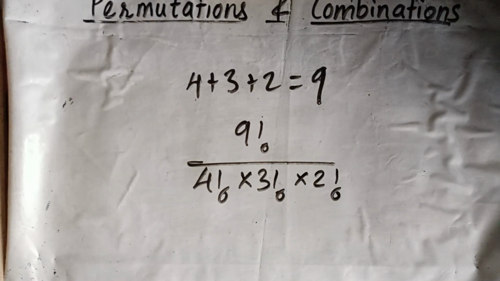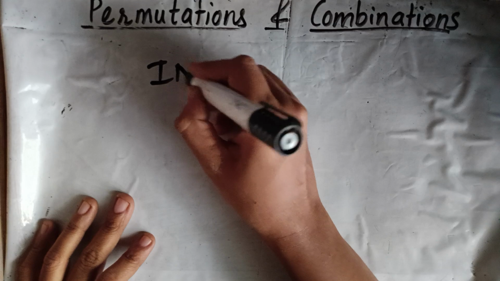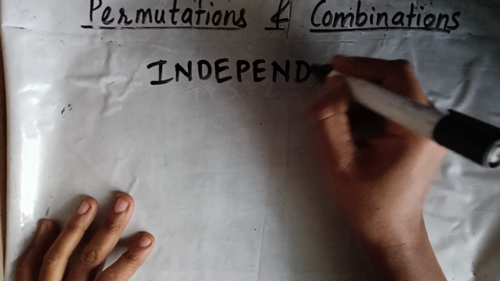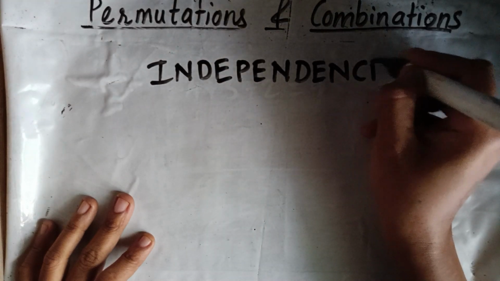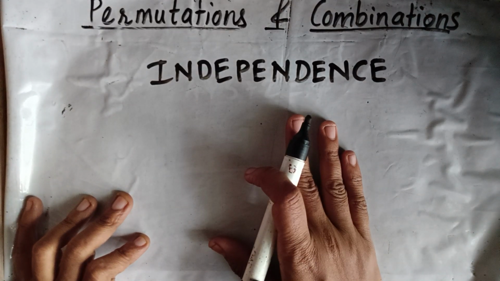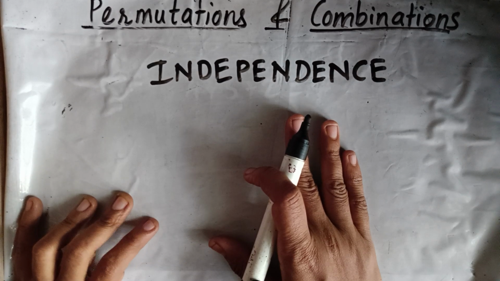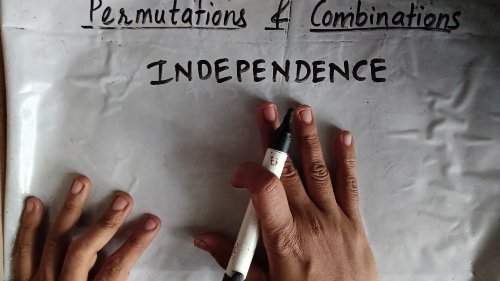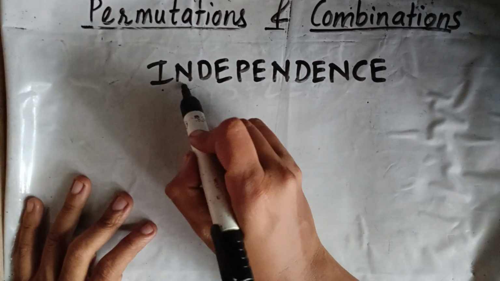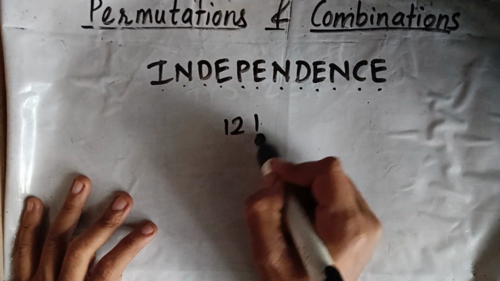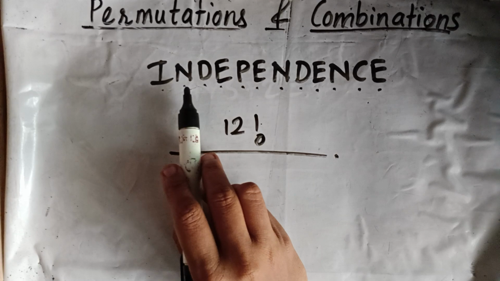Next question is, the word is independence. Find the number of arrangements of the letters of the word independence. In how many of the arrangements does the word start with P? So first you have to find the total number of arrangements. That is, total number of letters is 1 2 3 4 5 6 7 8 9 10 11 12, 12 factorial. Now we have to see the repeated letters.